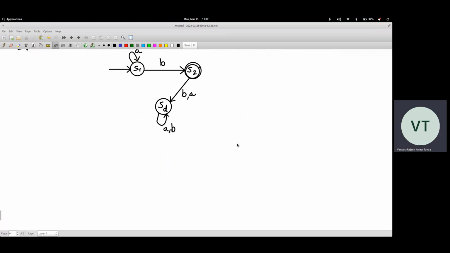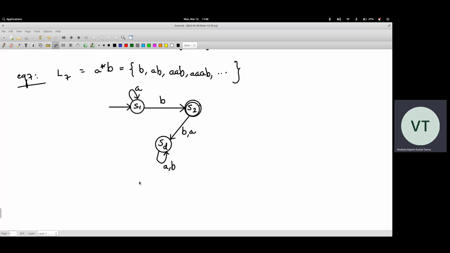All right. So now quickly work out the next example. Now let's modify it slightly. Build an FSM that accepts language A plus B. That is 1 or more A's followed by 1 B, like AB, AAB, triple A B, and so on.